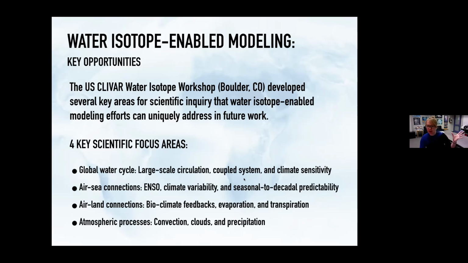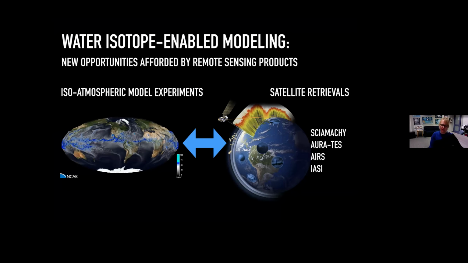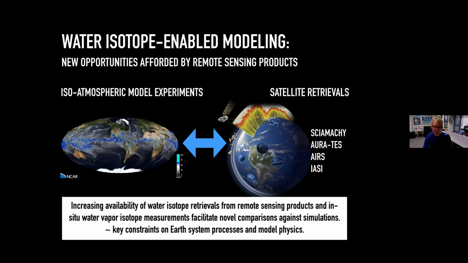So just a quick highlight reel of some of the applications that have, again, been talked about at length at this workshop already. I'm kind of late to the party here. So there are critical new scientific opportunities that are afforded by remote sensing products. In particular, the increasing availability of water isotope satellite retrievals from SCIAMACHY, TES, IASI, and AIRS provide a point of comparison for validation of our isotope-enabled models. So these new remote sensing products have really provided some key constraints on Earth system processes and model physics.